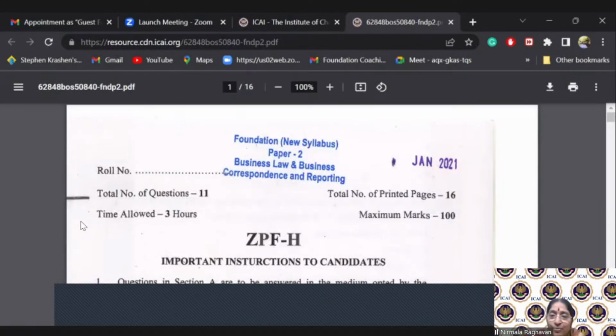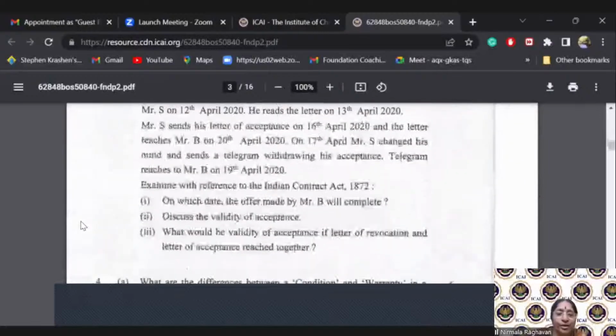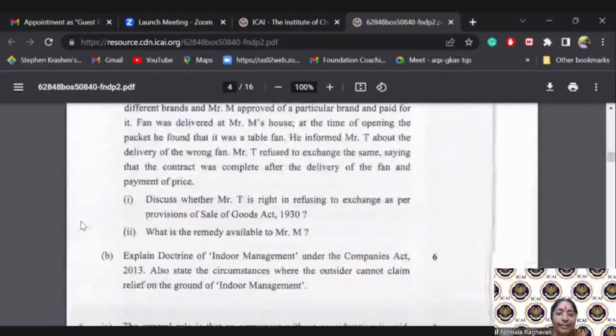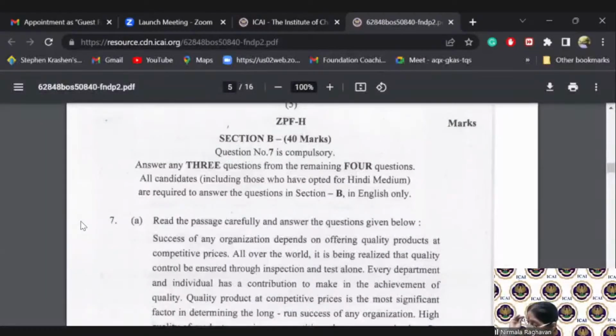Now look at the question paper as I scroll them. Okay. This is section B. As I've already said, 40 marks for BCR. Question number 7 is compulsory. Answer any 3 questions from the remaining 4 questions. Remaining 4 questions, you have a choice. But question number 7, you have no choice. You must write all of them. All candidates, including those who have opted for Hindi medium, must write only in English.